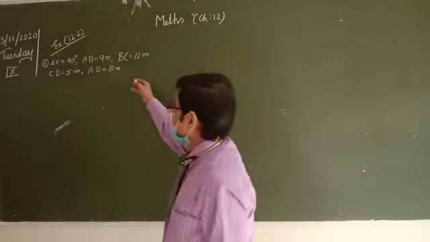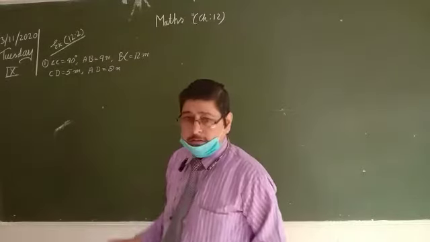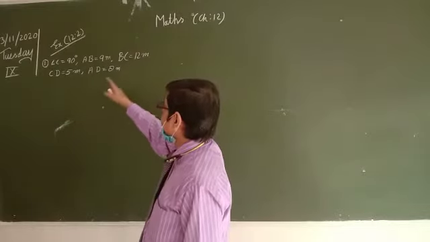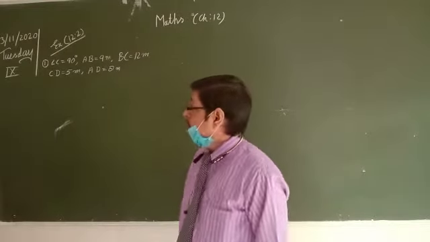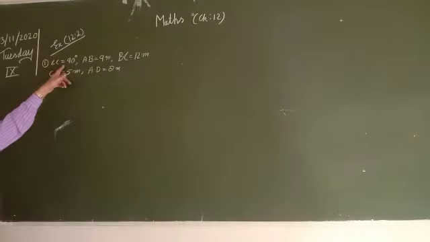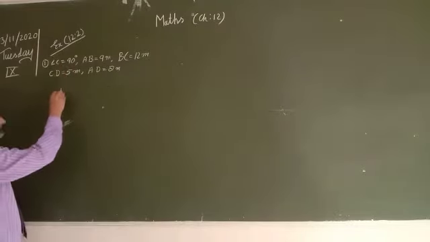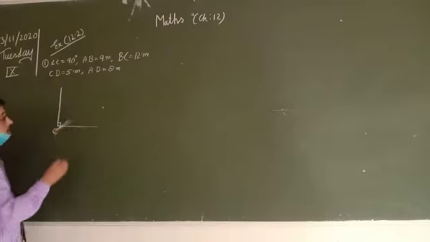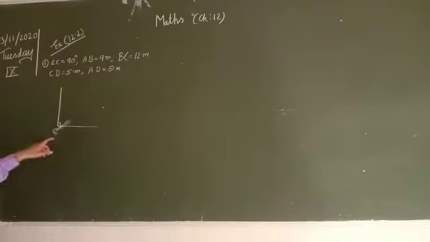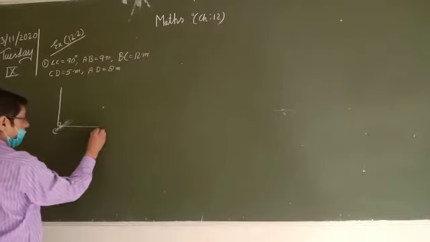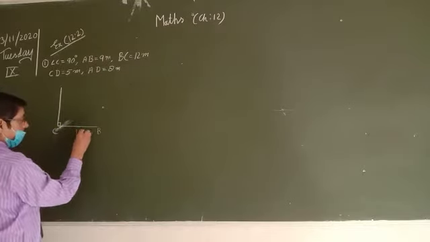I have already given the dimensions: angle C, AB, BC, CD, AD, and now just draw the figure related to it. First of all, angle C is 90 degrees, so first we will make angle C 90 degrees. C is associated with D and with B. BC is given as 12, so BC is 12 meters.